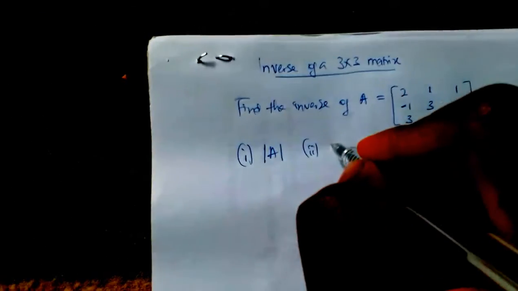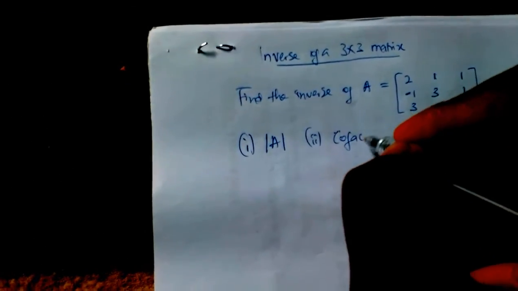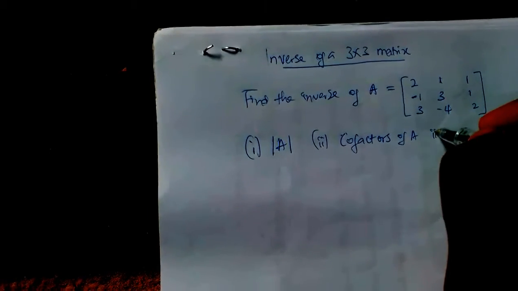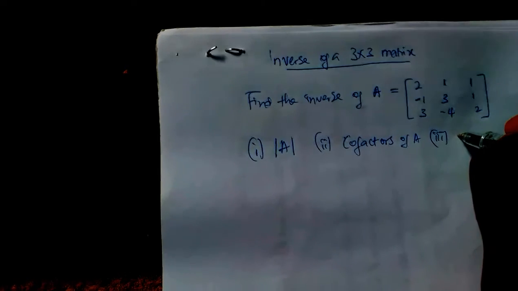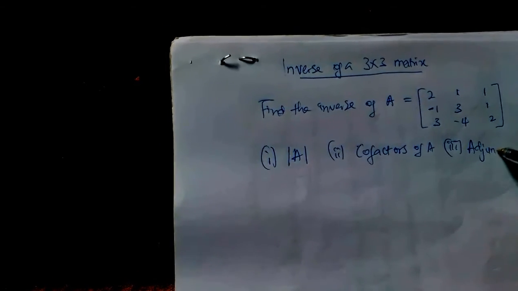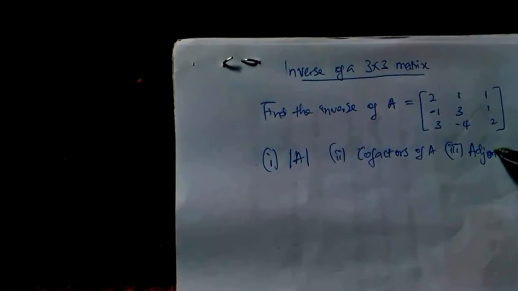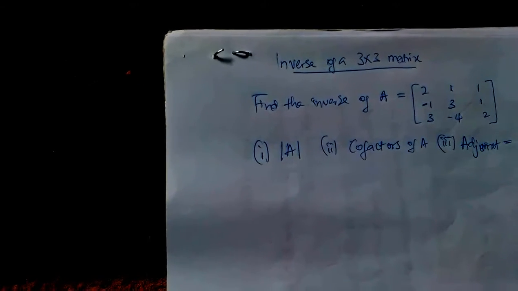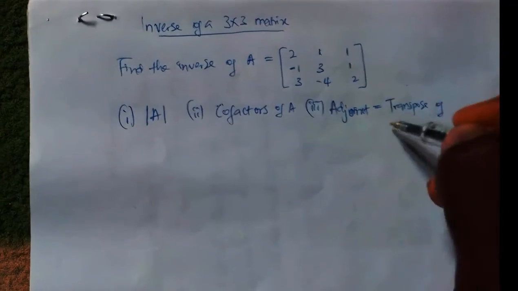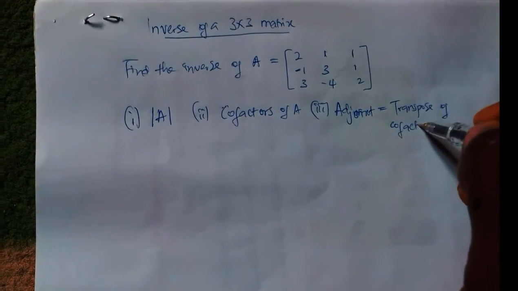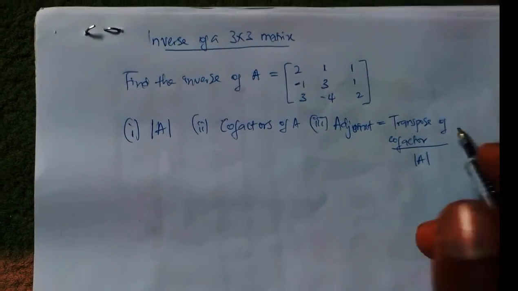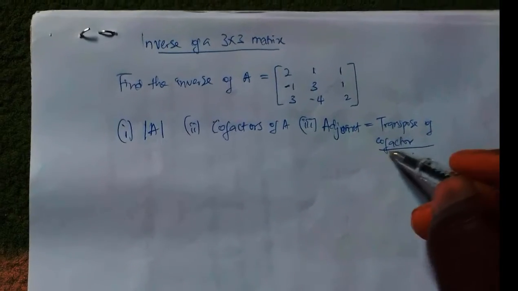Next thing you have to do is to find the cofactors of A. And the last thing, you have to find the adjoint, which is the same thing as the transpose of your cofactor. Transpose of cofactor over determinant, like that. Transpose of your cofactor, I mean.